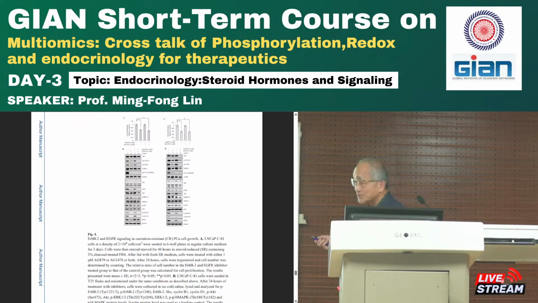So again, this is a similar result. We actually did the same. So the data just tries to show that it is really the ERB2. Then also the Western here shows the inhibition.